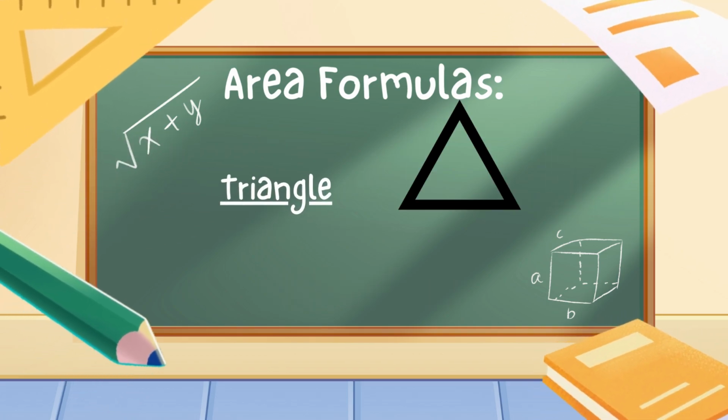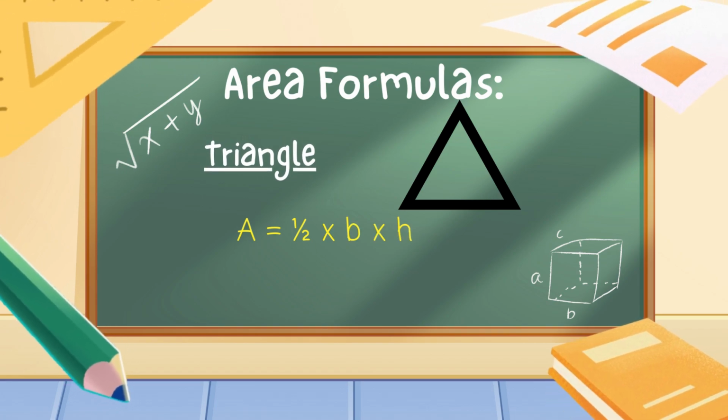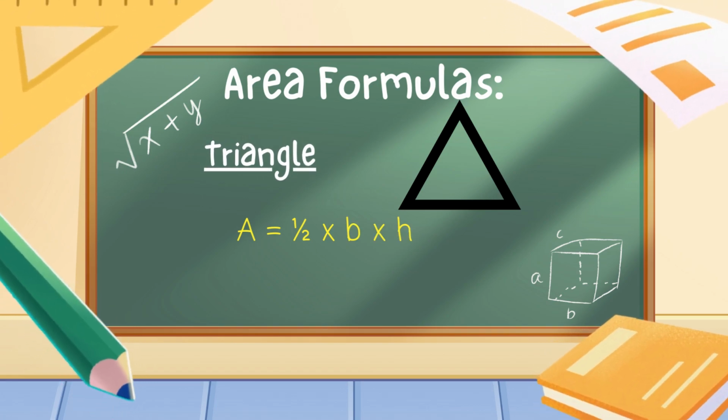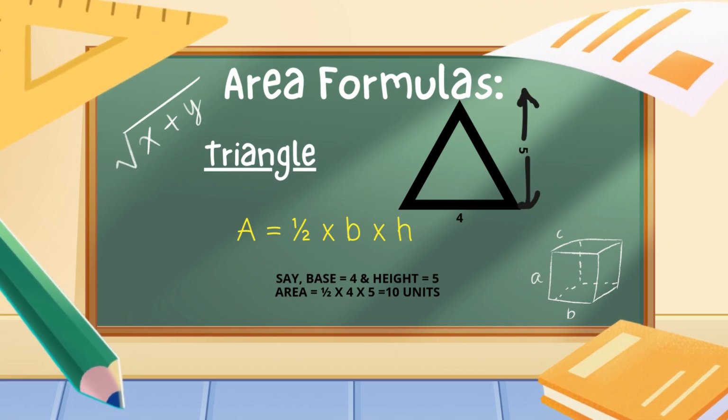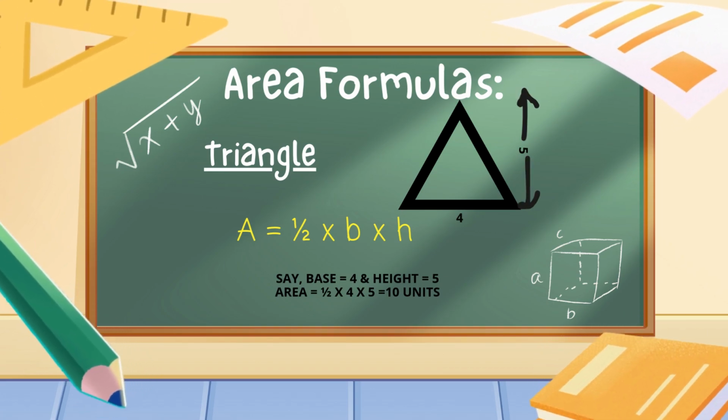For a triangle, the area is half the base times height. For example, if the base is 4 units and the height is 5 units, the area is 10 square units.